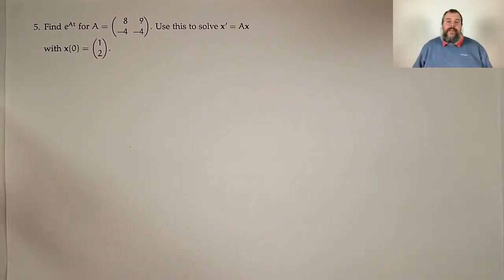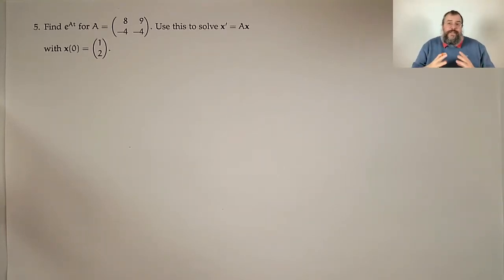Find e^(At), for A is [8, 9; -4, -4], and use this to solve x prime equals Ax with x of 0 equals (1, 2). Now, when you're looking for e^(At), there's a couple ways to do it. Almost always you want to start by finding eigenvalues. Let me just back up a step.